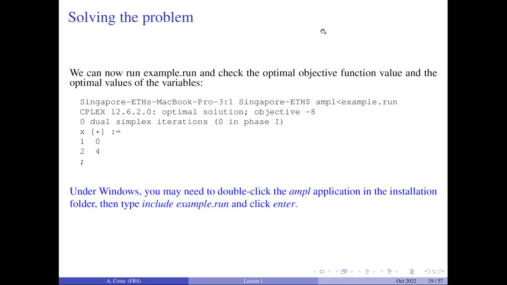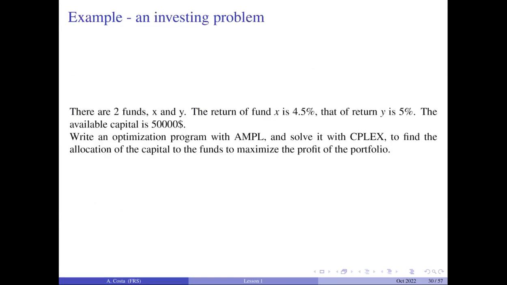Okay, so at this point, we can maybe have an example of a problem here, right? And this is an investing problem. I say that optimization can be used for really different domains. So here I give you an example that is a little less abstract than the previous one, but I think it's good just to get an idea of what you can do with optimization.